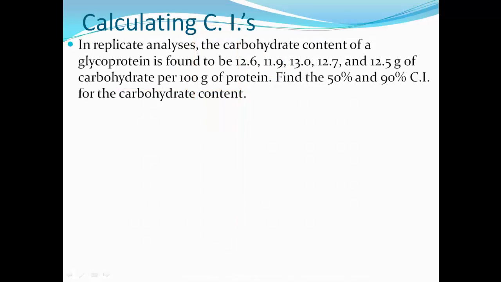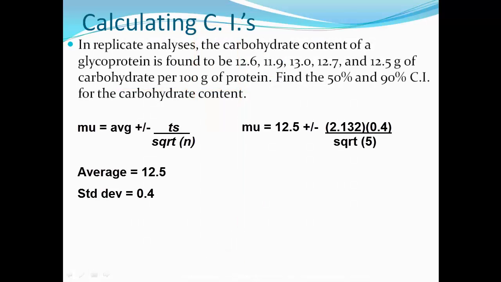So you go back to your equation and you do 2.132 times 0.4 divided by the square root of 5, and that should give you 12.5, which is your average, plus or minus 0.4. So that means that there's a 90% chance that the true value lies within the range of 12.2 all the way up to 12.9. So this is very simple. All this is trying to tell you is you are confident that the true value lies within there. Even though we only take a limited number of samples, you can use the confidence interval to actually find where that true value actually is.